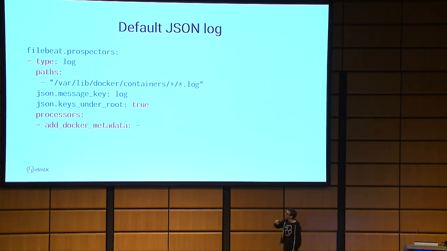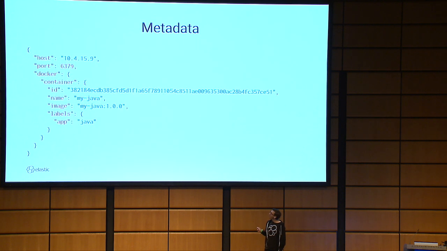What you can also do, which is kind of nice, are the last two lines, these processors, add_docker_metadata. And this will go to the Docker socket and actually query it about some parameters. For example, for my application, it could figure out, OK, this is the container ID, this is the name of my container, this is the image that I'm using. And if you have any labels, these are all the labels you have. And then later on, you can search or filter based on this Docker information as well, if you have the ID, so you can correlate those.